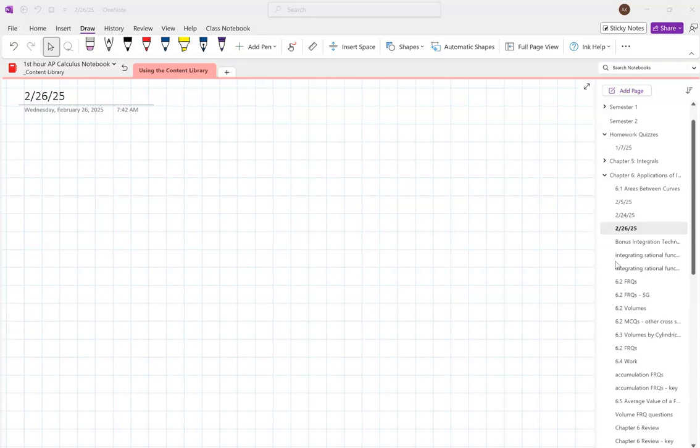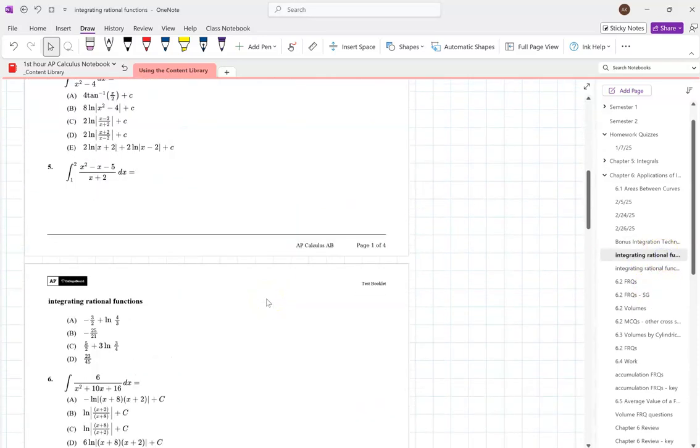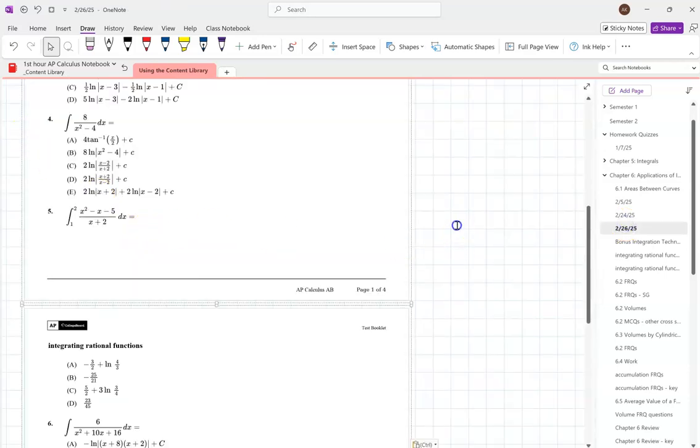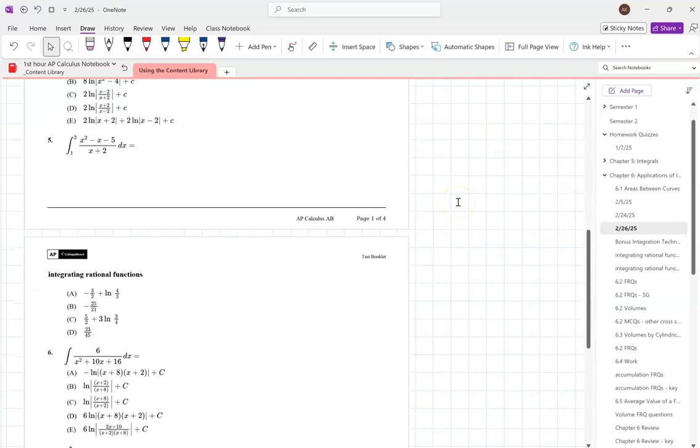Oh, I think it was 5. 5 on the integrating rational functions. Okay, perfect. Yes, we can do that. So we're looking at this one right here then at the bottom that runs onto 2 pages, right? Okay.